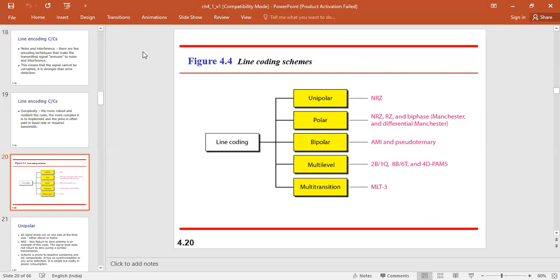In our syllabus, we have to concentrate on unipolar, polar, and bipolar. The multi-level and multi-transition we have to skip here. So in unipolar techniques, there is NRZ, non-return to zero. In polar, NRZ, RZ, biphase Manchester. In bipolar, AMI and so on. So we study this. We should concentrate on this part of the chapter.